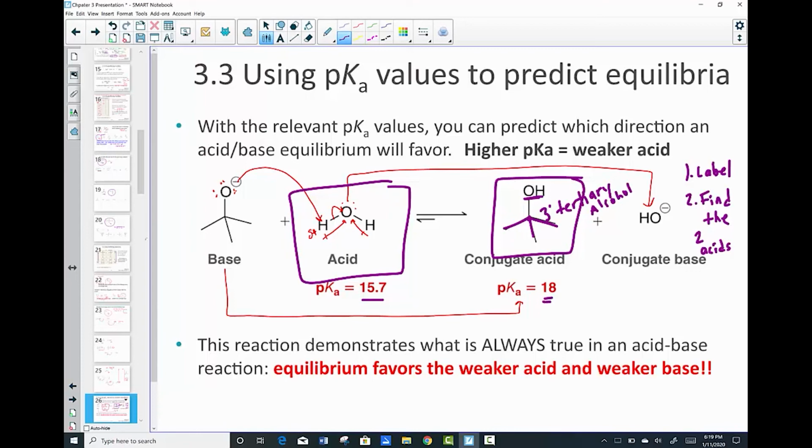Which one is the stronger acid? Well, the stronger acid has the smaller pKa. It's up higher on the chart.